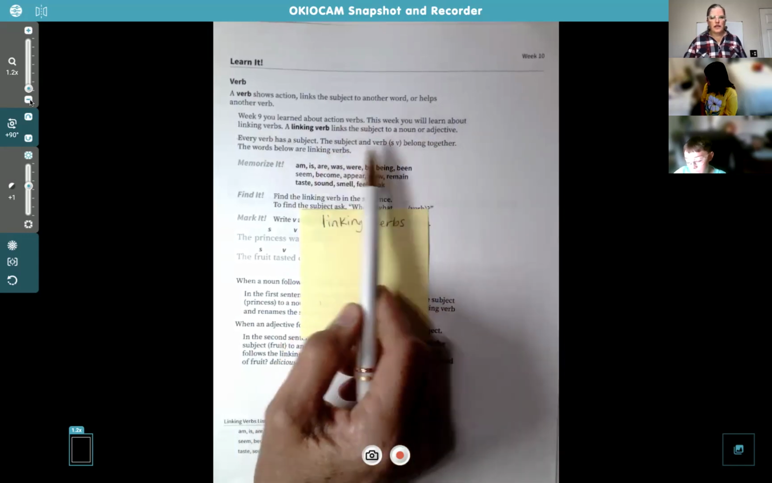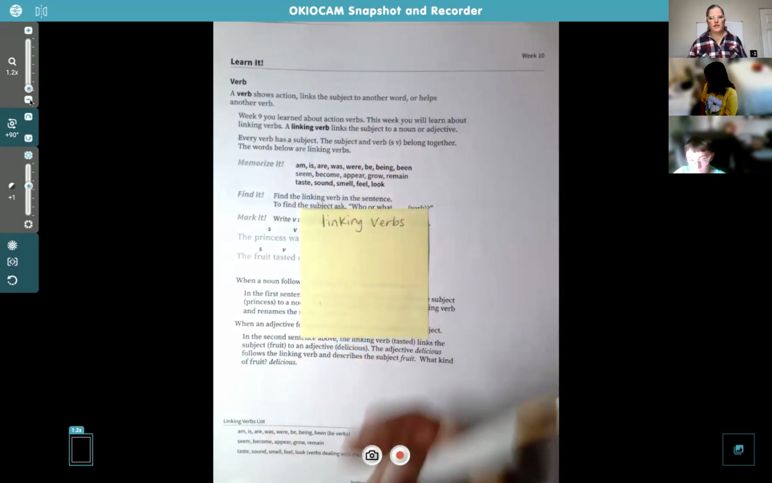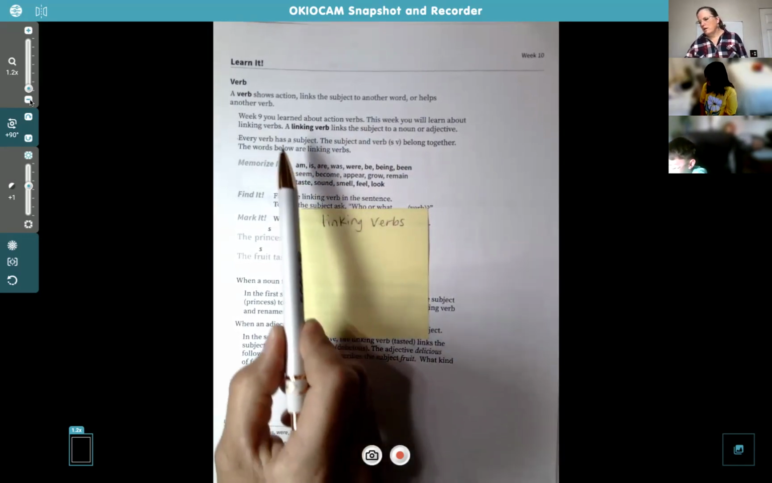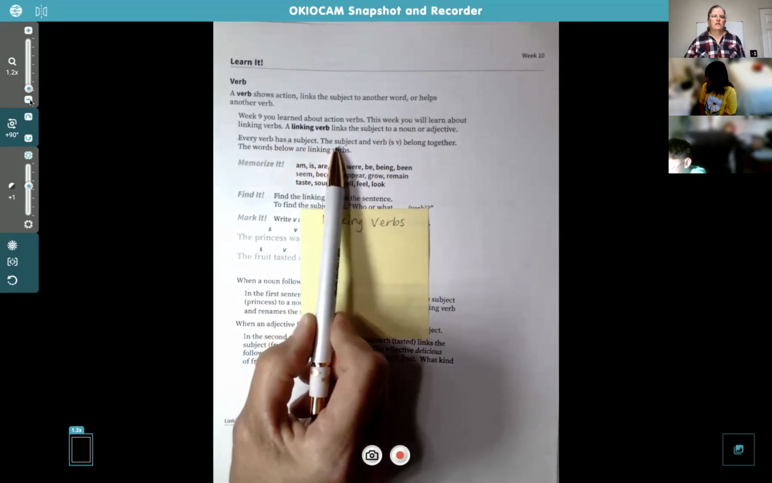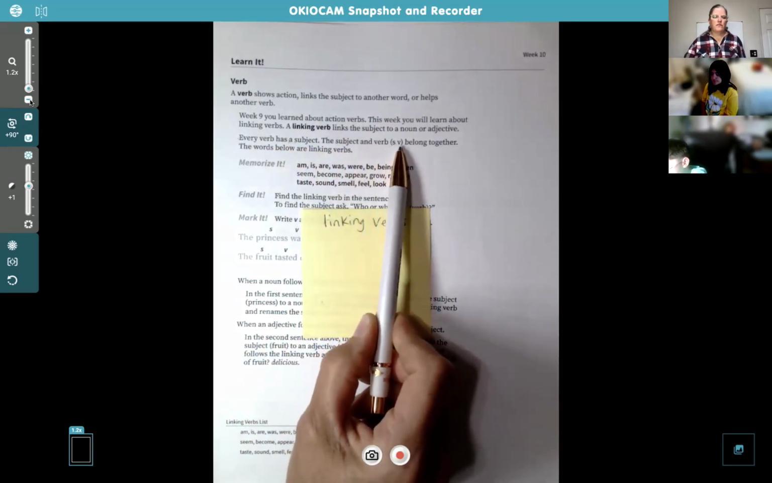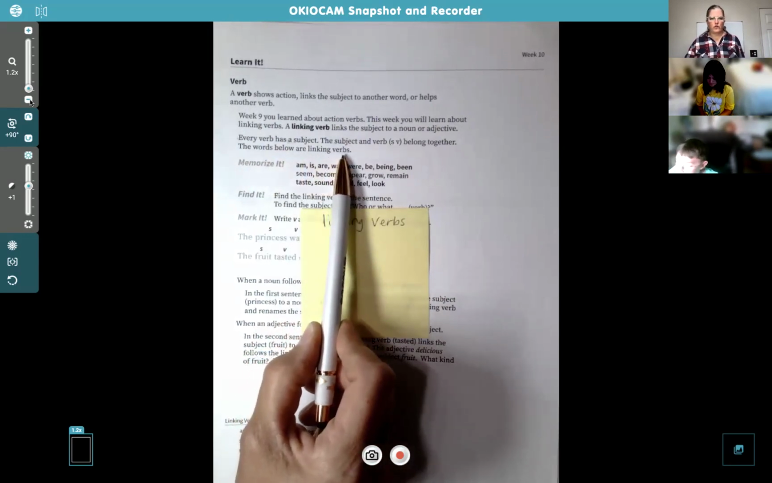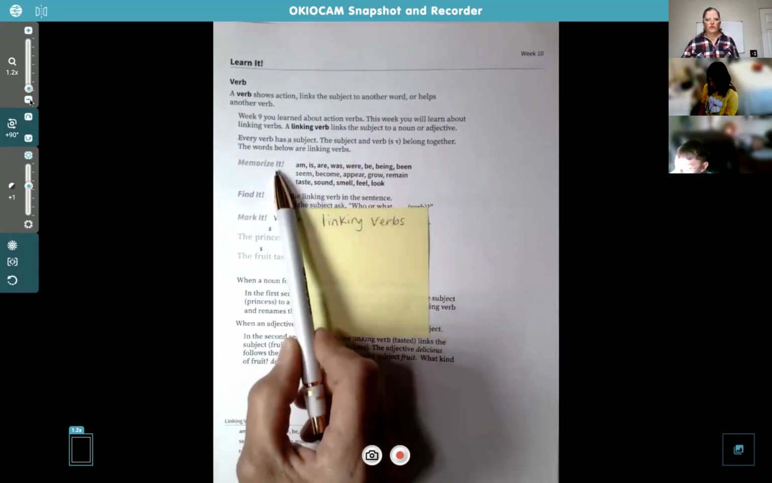So when I see the word linking, I think of links and I think of like a chain. That helps me visualize it. But it's basically linking words together in a sentence. Every verb has a subject. The subject and verb, SV, belong together. The words below are the linking verbs. Here they are in bold.